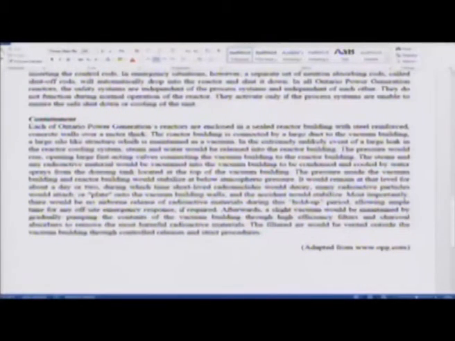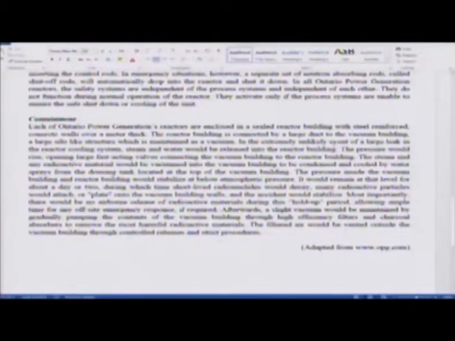So, what happens if there is an accident? Each of Ontario Power Generation's reactors is enclosed in a sealed reactor building with steel reinforced concrete walls over a meter thick. The reactor building is connected by a large duct to the vacuum building, a large silo-like structure which is maintained as a vacuum. So, this is information about the reactor building and the vacuum building.